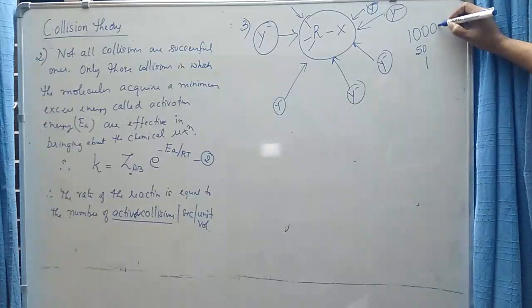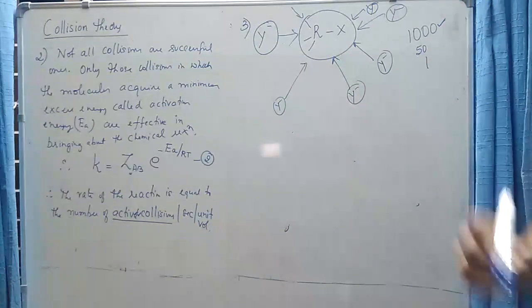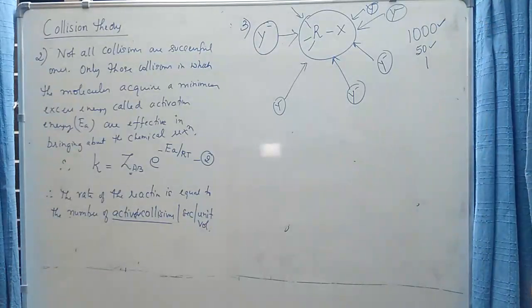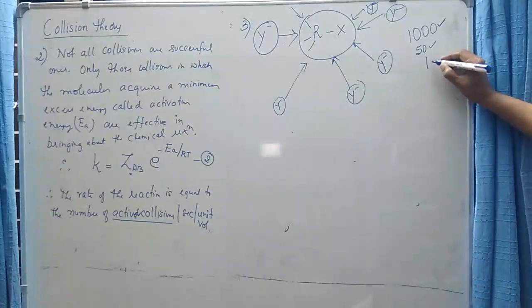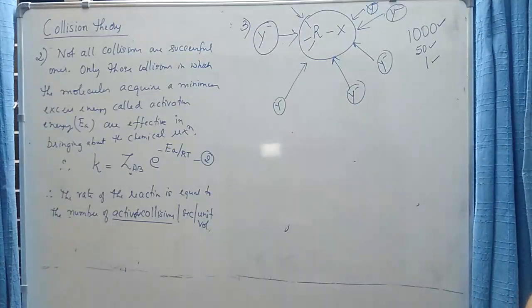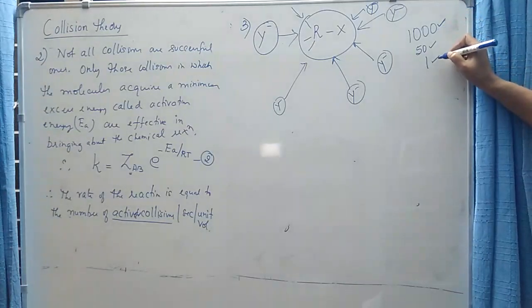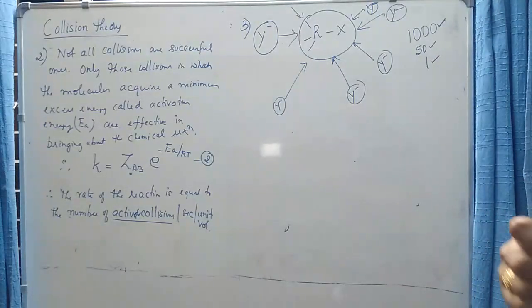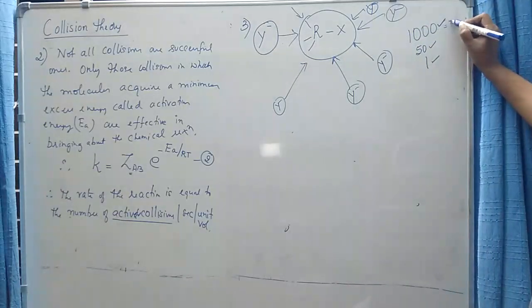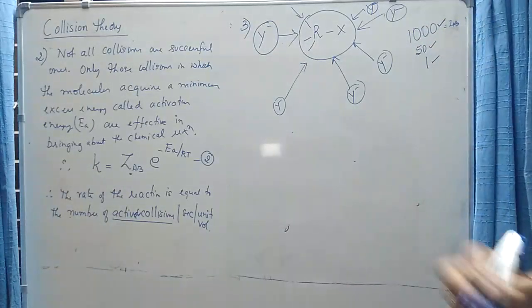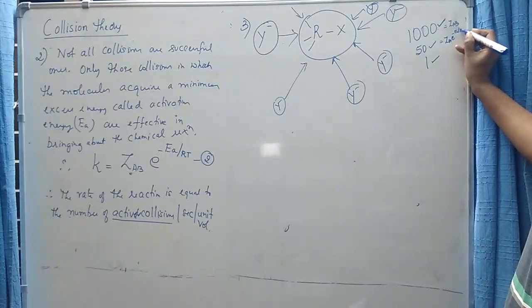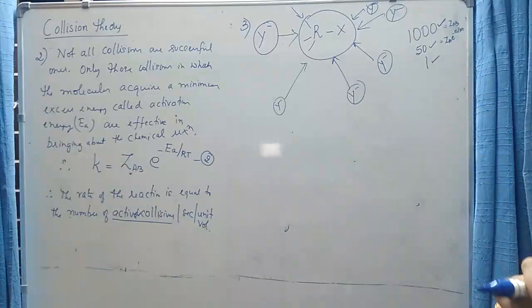So even though there are 1000 collisions taking place per unit second, out of 1000 there are only 50 activated collisions, and out of the 50 activated collisions there is only one activated collision taking place with proper direction. So you can see that out of 1000 there is only one effective collision that results in the formation of product. So this is equal to ZAB, that is the collision frequency, into e to the power minus EA by RT. So it is the number of activated collisions.